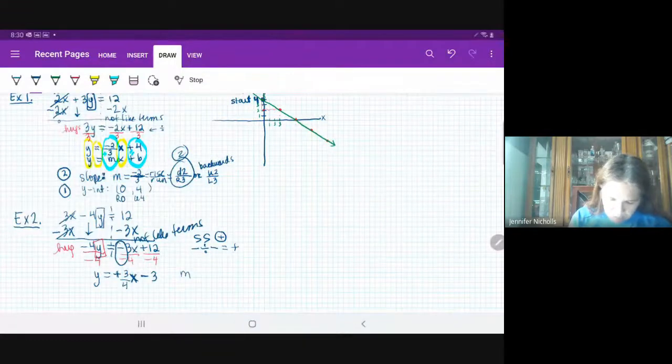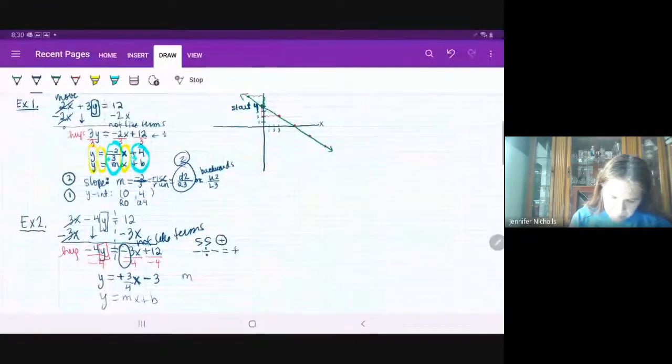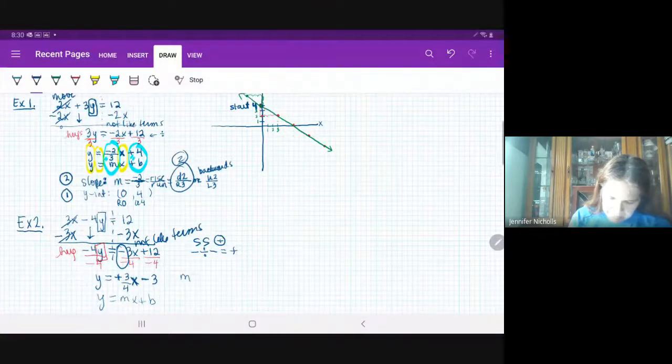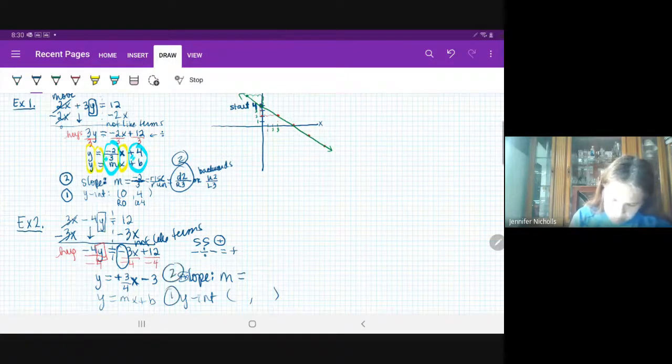Okay, so we write y equals mx plus b. And then I want to write the slope. Oops. The slope is m equals, and then the y-intercept looks like a coordinate. And then we're going to do the y-intercept first and the slope second. That's our plan. Okay, so what would the slope be?